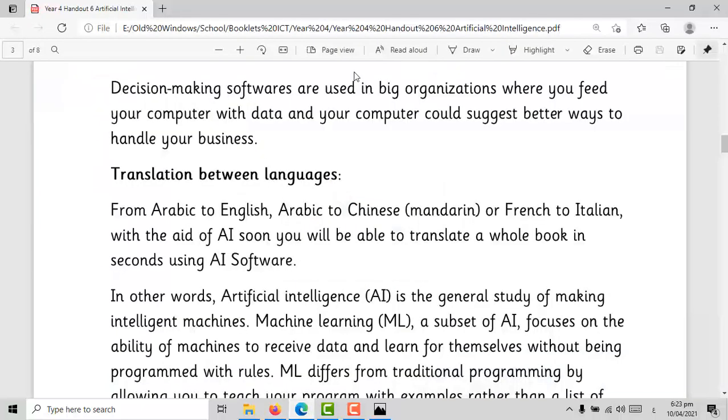You can also use speech recognition to translate between languages. Google has a necklace that you can wear around your neck, and whenever someone speaks in a foreign language to you, that necklace actually translates the language to your language. It could be English or Arabic, and then it tells you exactly what that person said.